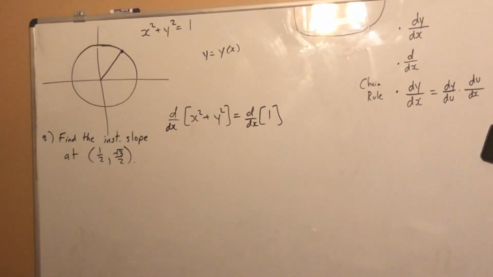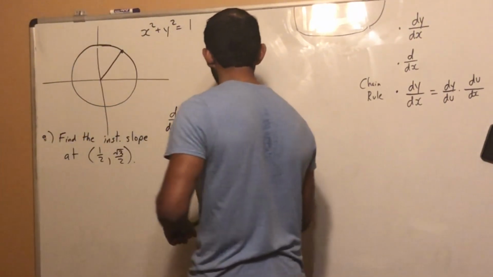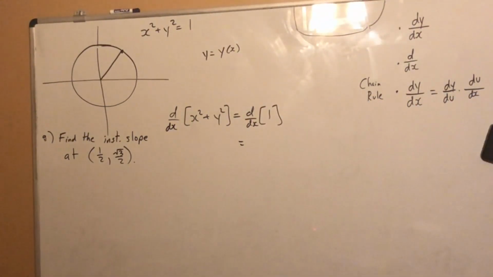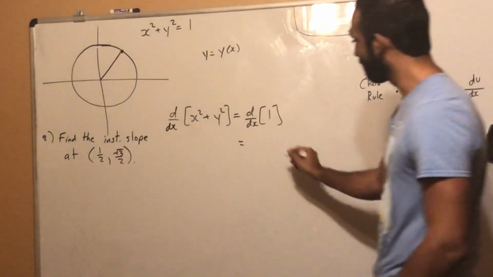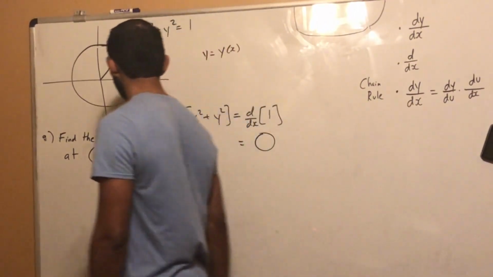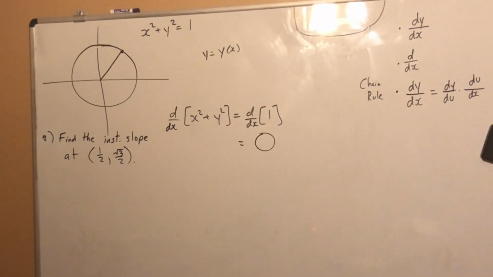And now someone tell me how I can simplify this. Start with the easy side. What does that equal? What's the derivative of 1? Nice. Yeah, nice horizontal line, no slope. Constant. Derivative of a constant is always 0.